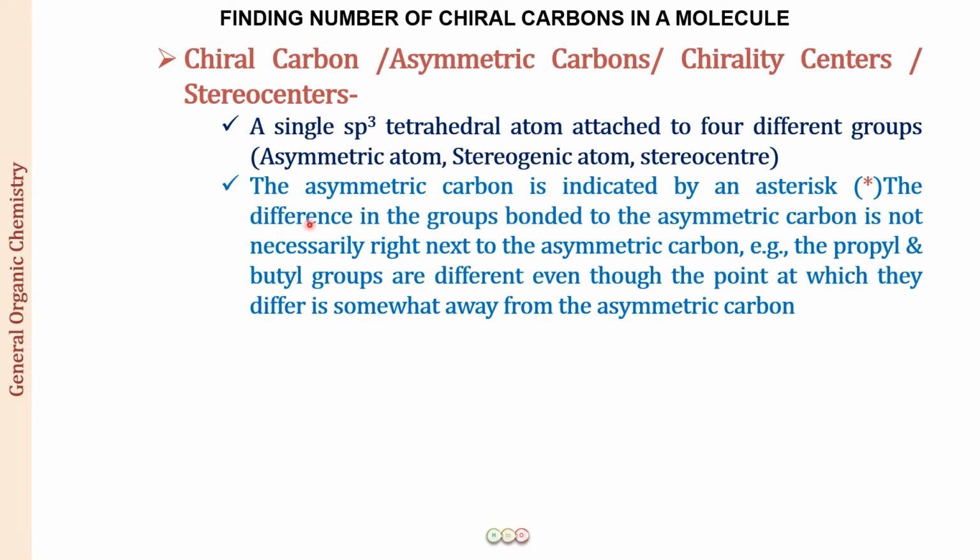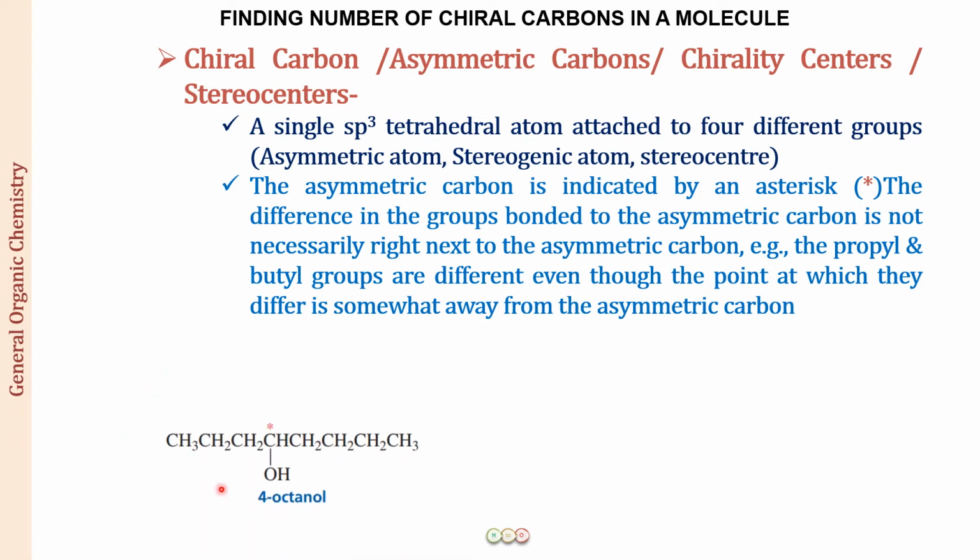Now the asymmetric carbon, as I just told you, is indicated by an asterisk. The difference in the groups bonded to the asymmetric carbon is not necessarily right next to the asymmetric carbon. This is something that you have to remember. For example, let us see one more.